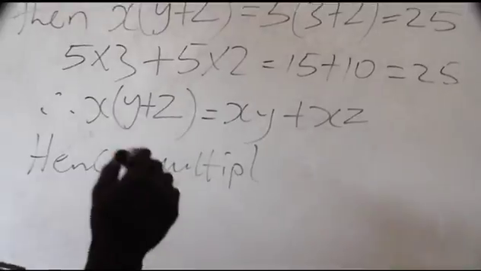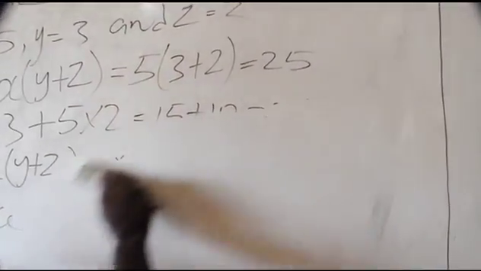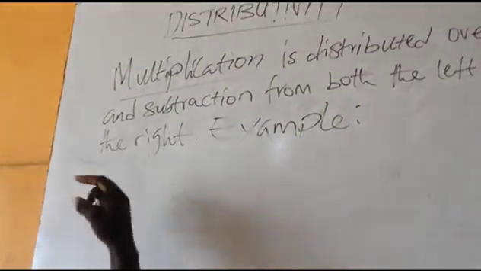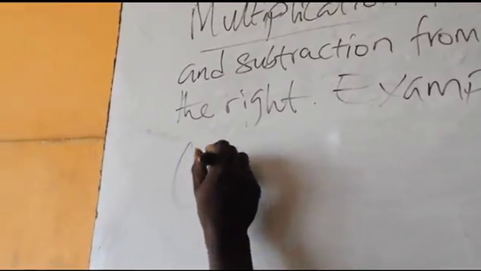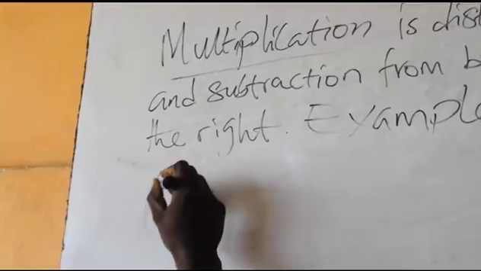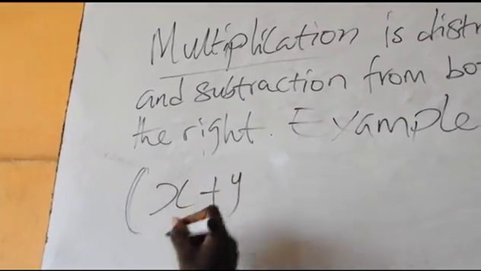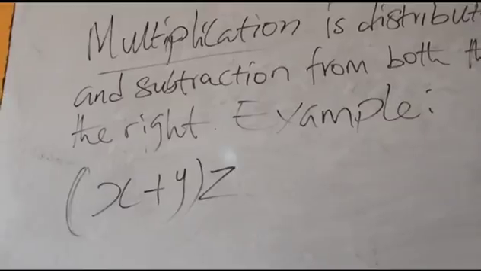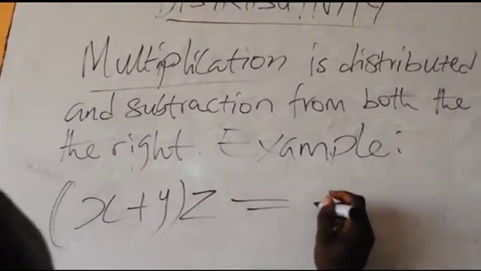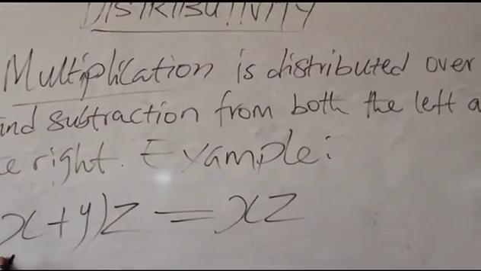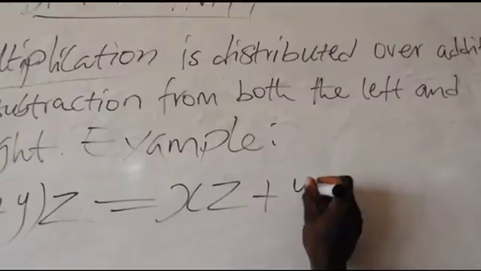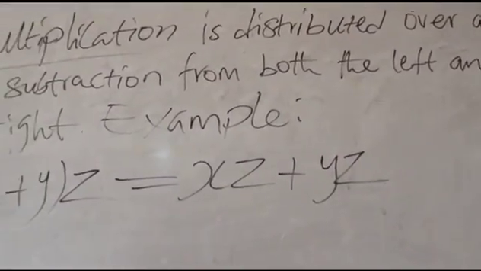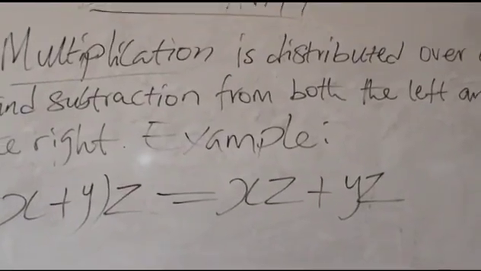So we want to look at the right hand side. So let's look at the right hand side now. In brackets we have x plus y, times z. So this is the right hand side. It's multiplying from the right. So if it becomes equal to z times x, xz, plus z times y, yz, if this becomes equal to this, then we know it's distributing from the right hand side also.